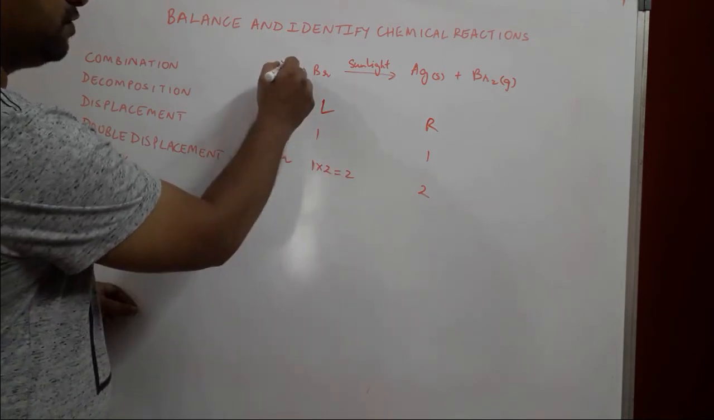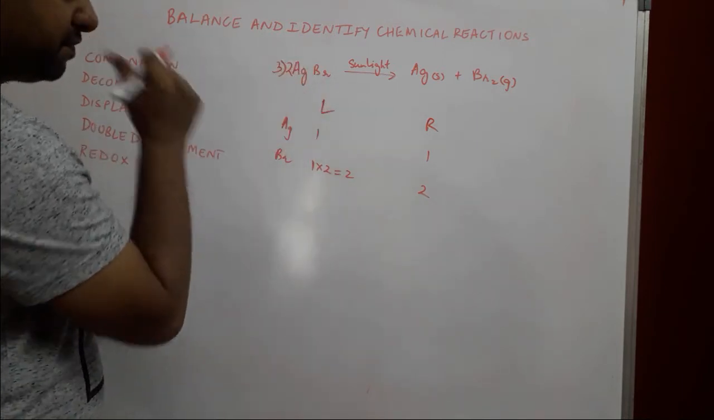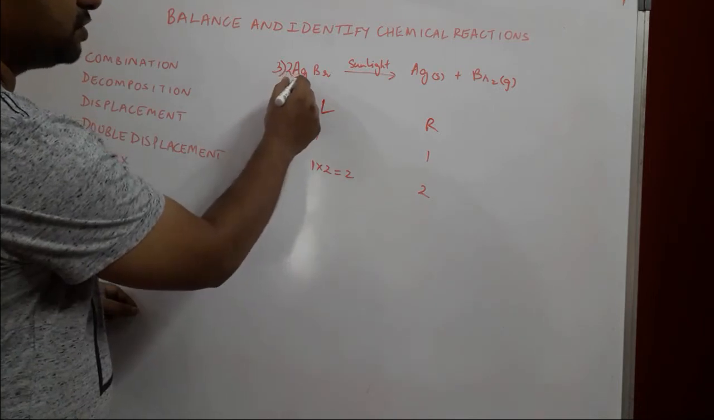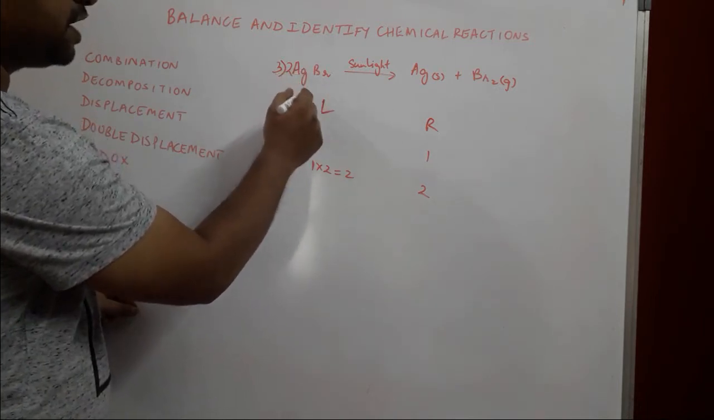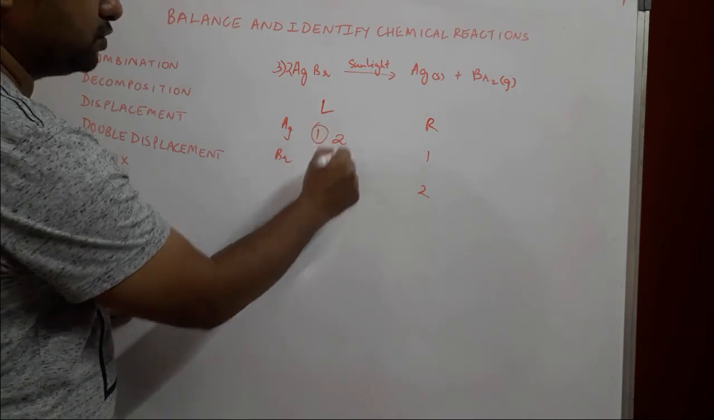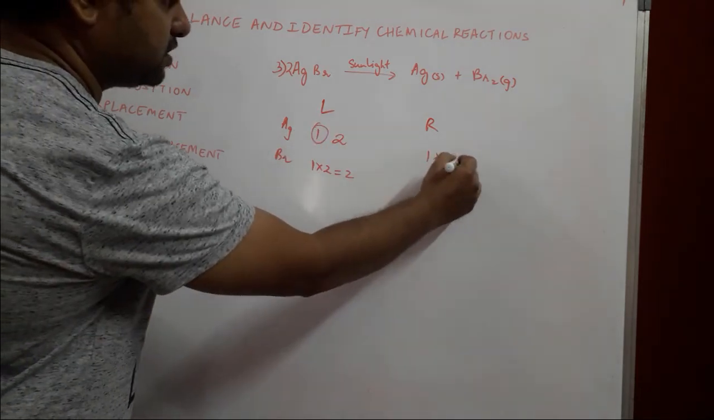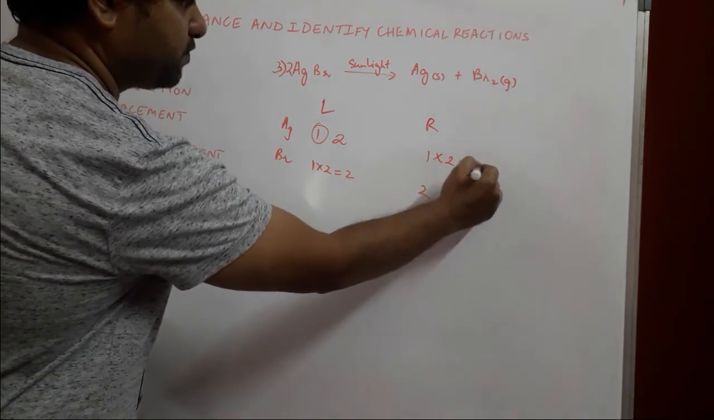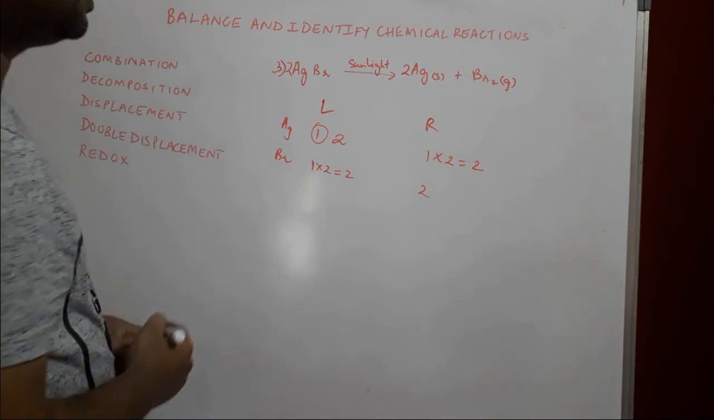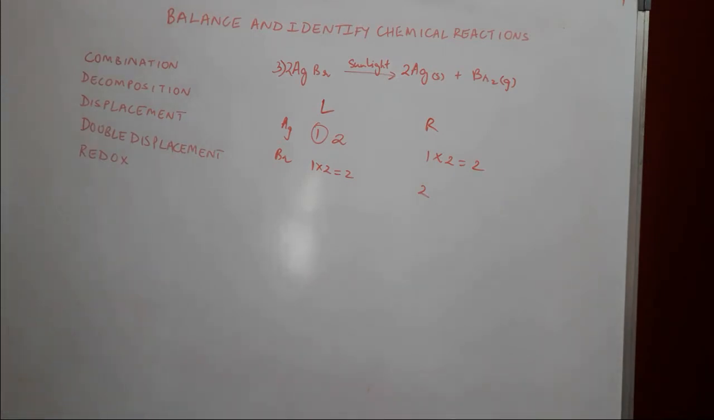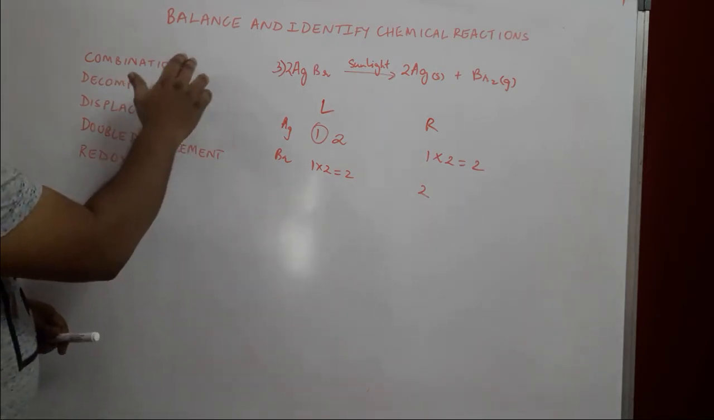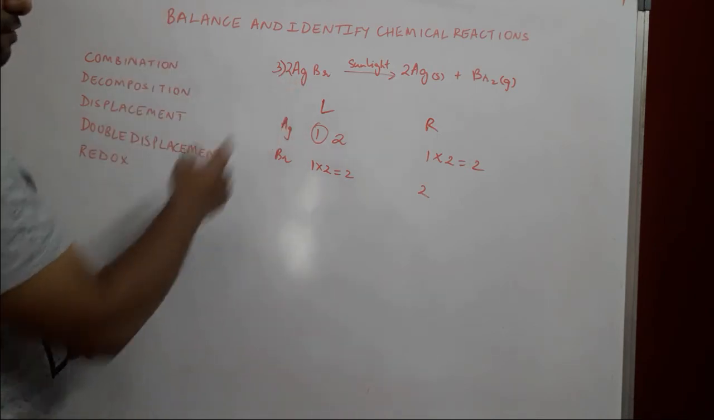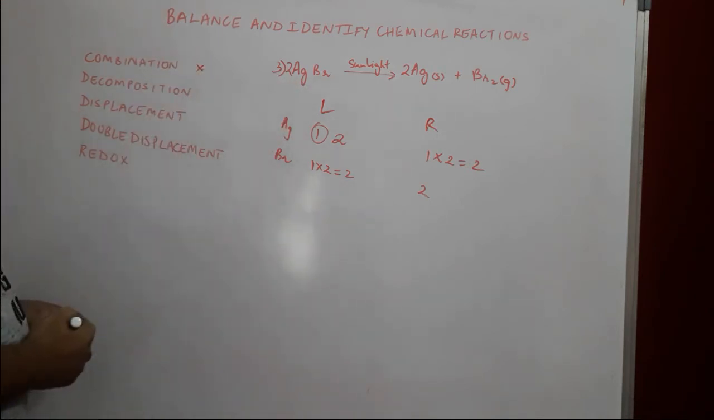To balance bromine we'll have to put 2 in front of AgBr. When we do that, the number of atoms of silver on the reactant side changes from 1 to 2. To balance this, I will have to put 2 in front of silver on the product side. Now we've got them balanced. Now to identify the type of reaction, we follow the same procedure. Combination reaction: for combination reaction we need 2 reactants, we have only 1 reactant, so we rule out combination.